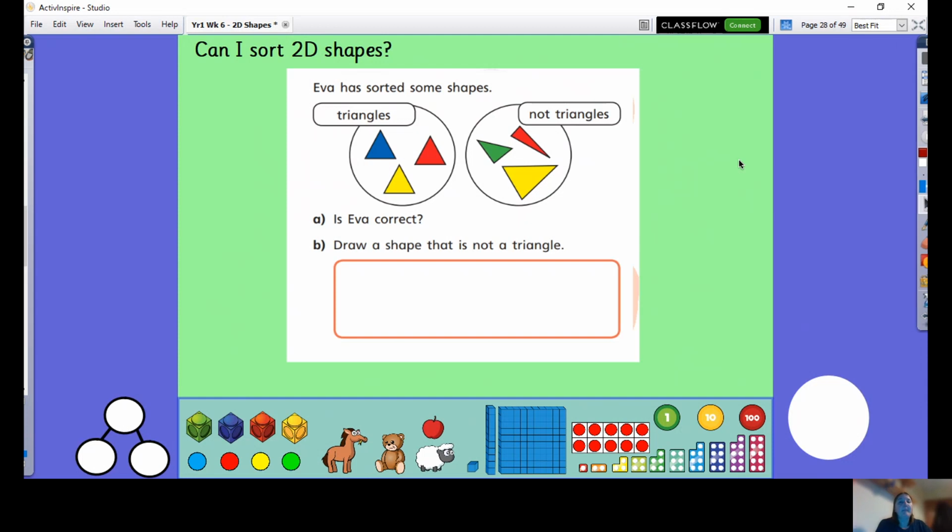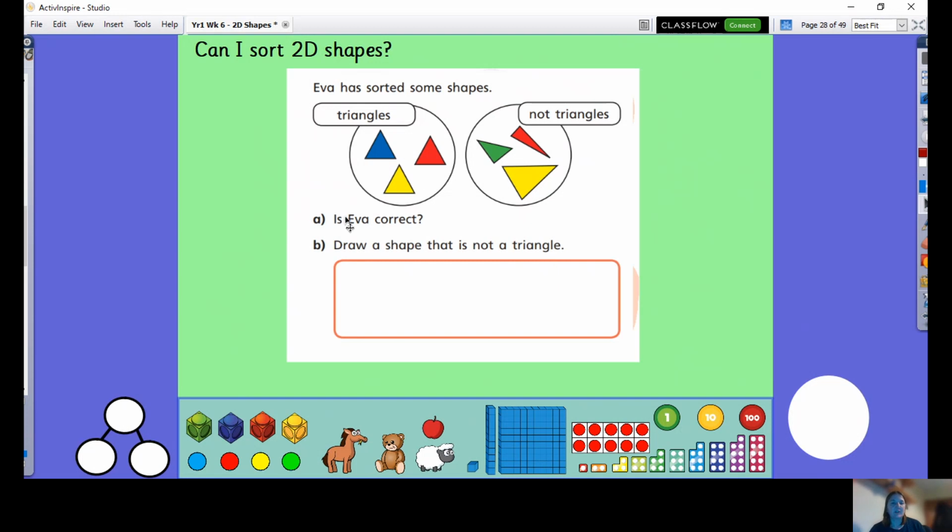So it says here that Eva has sorted some shapes. She's got triangles, not triangles. Is Eva correct? Have a pause the video there and have a little think about that. And also think about, it says draw a shape here, but think about what shape is not a triangle.